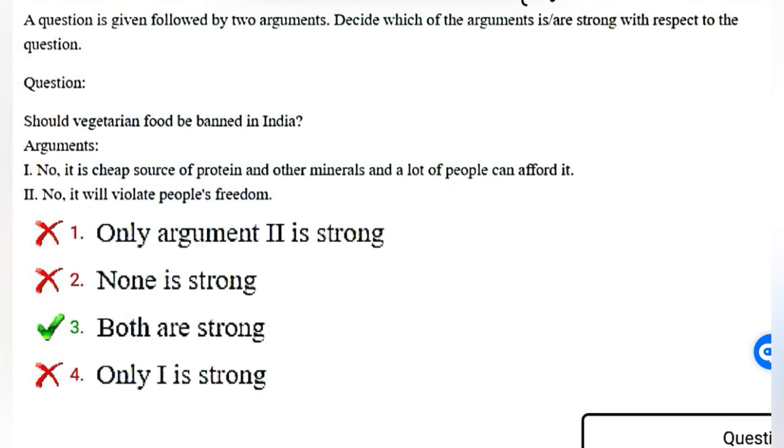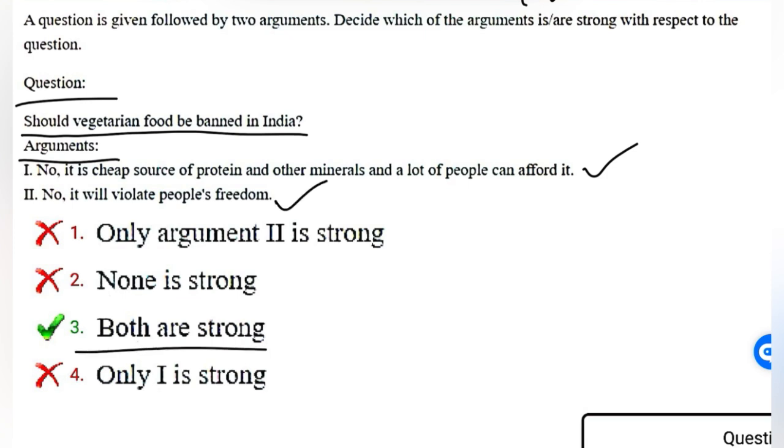Here the question is, should vegetarian food be banned in India? And the arguments are, argument 1: no, it is a cheap source of protein and other minerals and a lot of people can afford it. It is valid. And argument 2 is, no, it will violate people's freedom. It is also true. So both are strong.